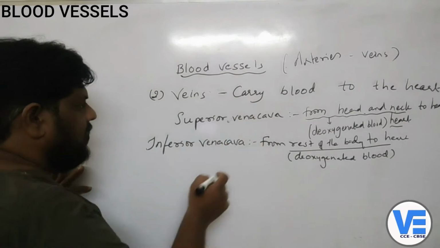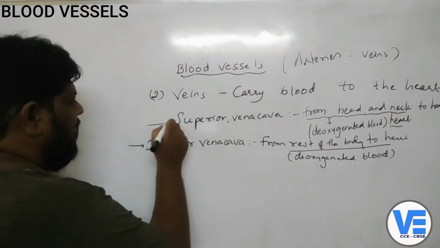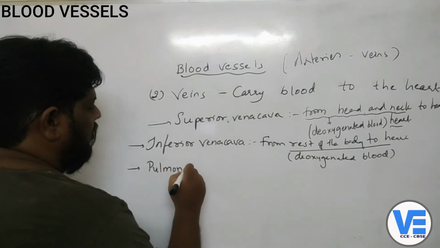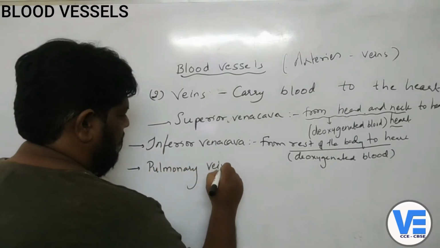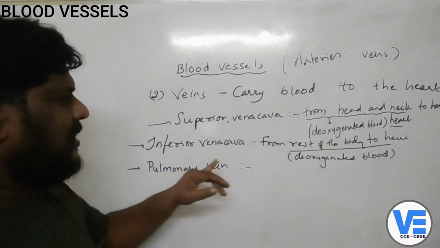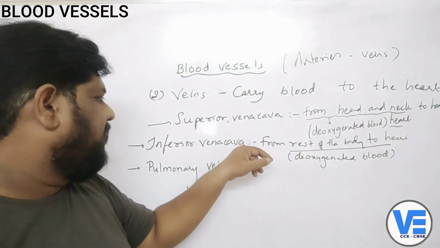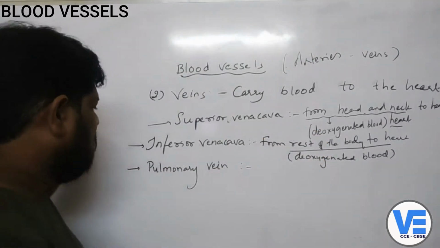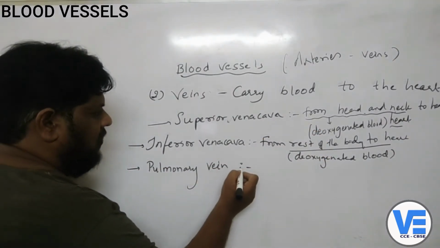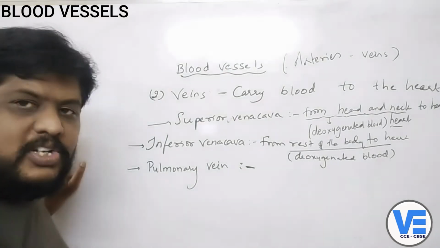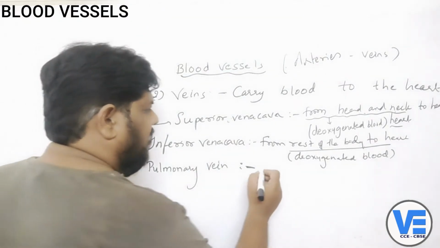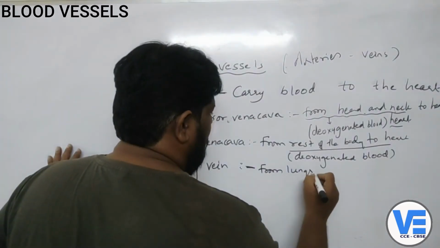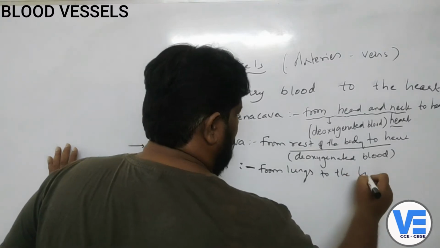So this is about the second vein. And now coming to the third one, the pulmonary vein. The superior vena cava and inferior vena cava are carrying the deoxygenated blood to the heart. Now this pulmonary vein has a separate function here. This pulmonary vein carries the blood from the lungs to the heart.